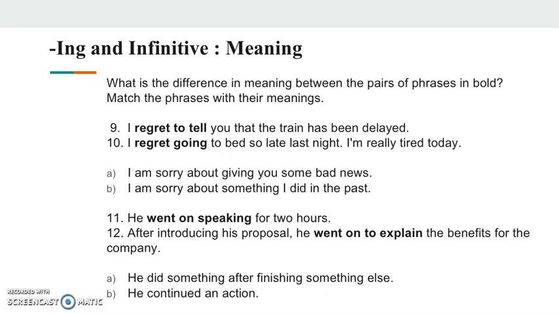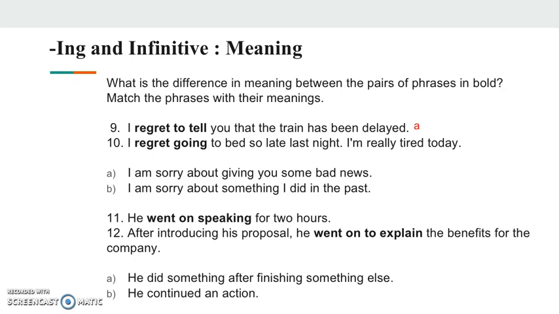And the last pairs of sentences, again match the phrases with their meanings. Remember to pause your video. Let's check their answers. Number 9, I regret to tell you that the train has been delayed. Means A. I'm sorry about giving you some bad news. So regret to do something means to be sorry about giving some bad news or to be sorry about something you're about to say, and it is usually used with the verbs tell or inform. Regret to tell you, regret to inform you.